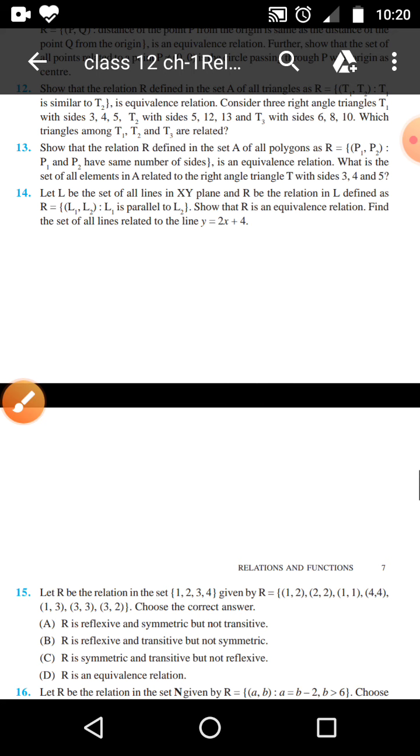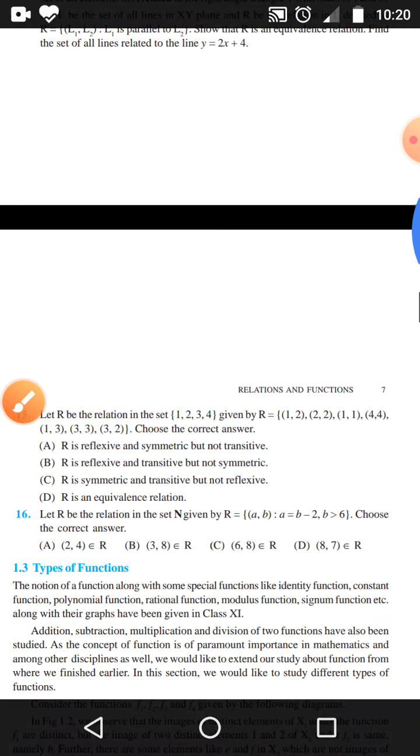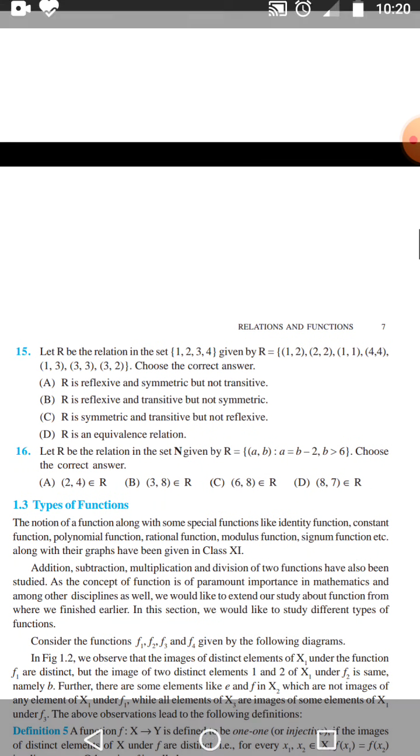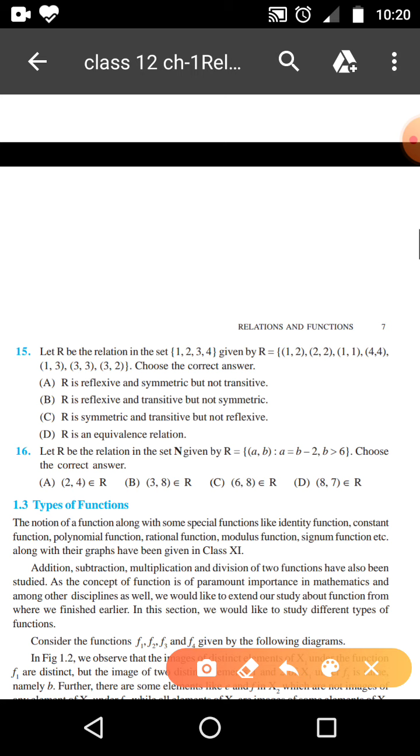So now we are going to discuss question number 15. In this question, let R be the relation on {1, 2, 3, 4}. R is given by {(1,2), (2,2), (1,1), (4,4), (1,3), (3,3), (3,2)}. Choose the correct option. R is reflexive and symmetric but not transitive. R is reflexive and transitive but not symmetric. R is symmetric and transitive but not reflexive. R is an equivalence relation.